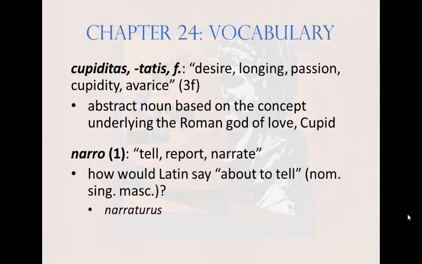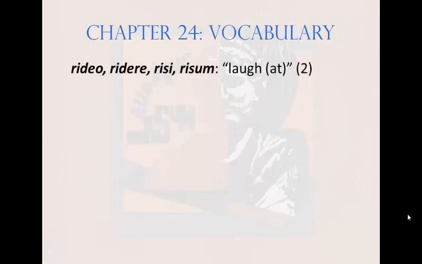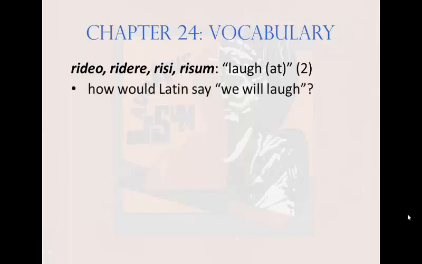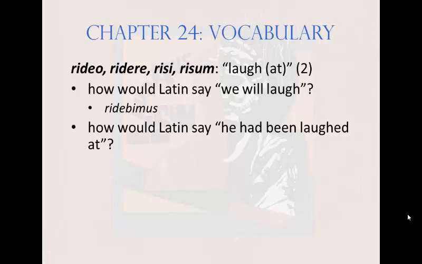And the final word in this ridiculously long vocabulary list is rideo, ridere, risi, risum, meaning laugh or laugh at. It's a second conjugation verb. So what's the Latin for we will laugh? How is the future formed in second conjugation? Is it bi or e? It's bi. So the answer is ridebimus.